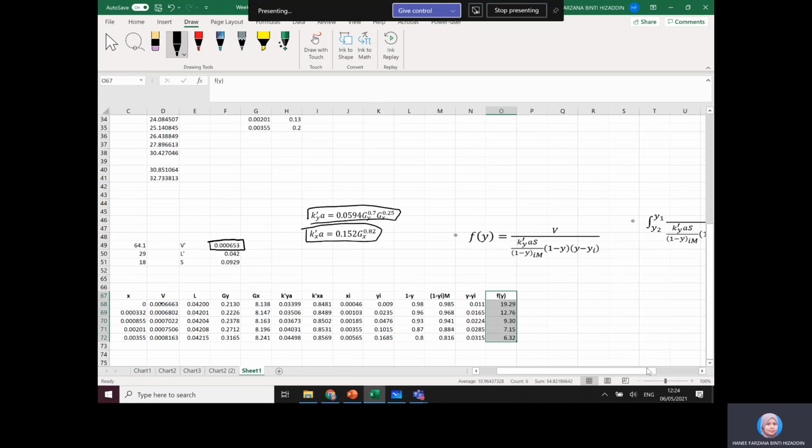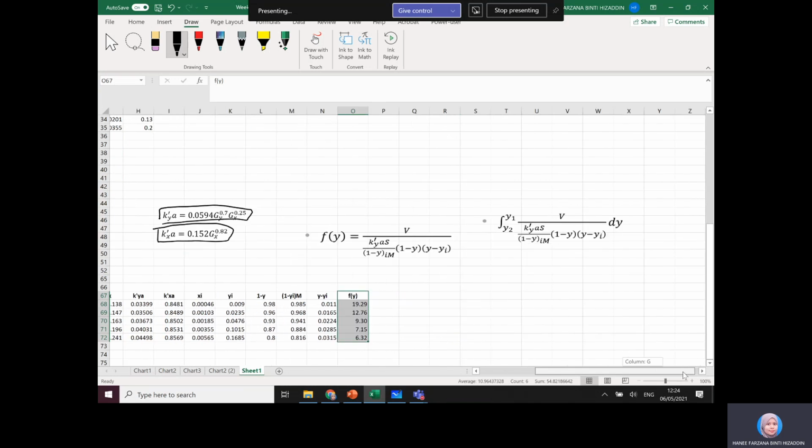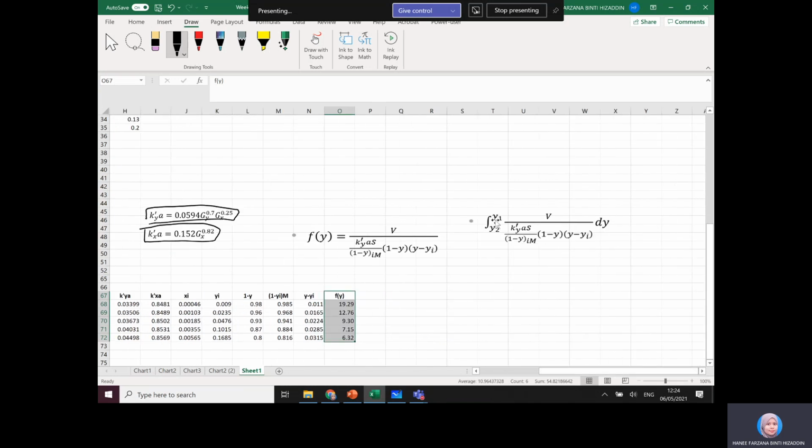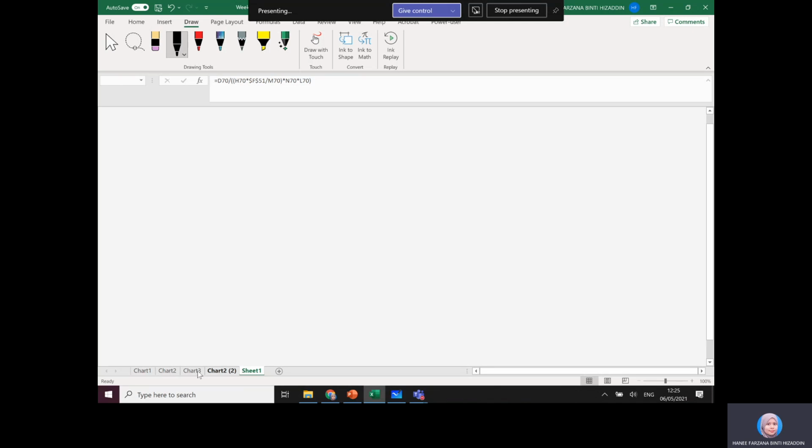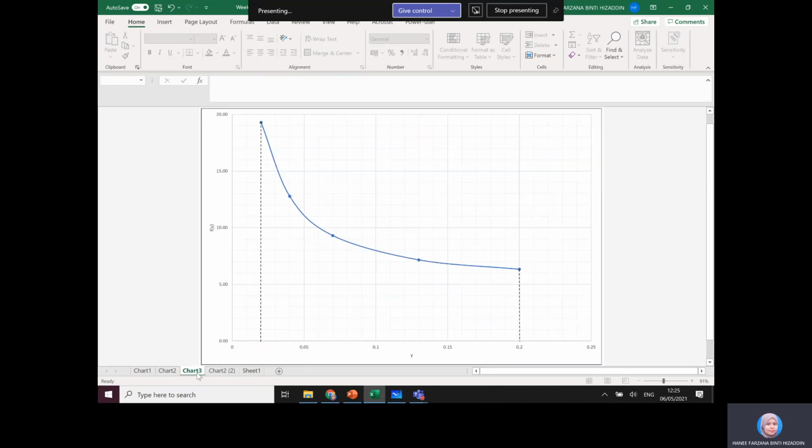And then you want to integrate. When you want to calculate the tower height, you integrate from y2 to y1, because y2 is the smallest number, 0.02, and y1 is 0.2. So you integrate from 0.02 to 0.20 the Fy dy. That one you need to plot Fy versus y, because you are integrating with respect to y. So you will get something like this.